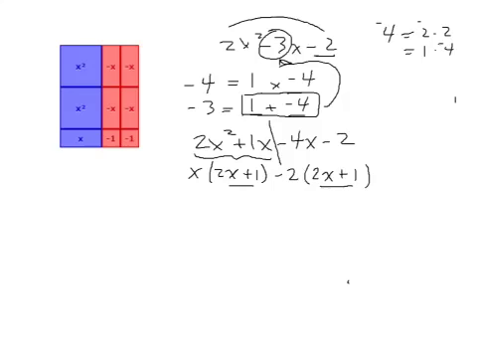This is called factor by grouping. Our final step is to divide out the greatest common factor, which overall now is the bracket. So we're going to pull out the bracket of 2x plus 1. What's left over creates our second bracket of x minus 2.